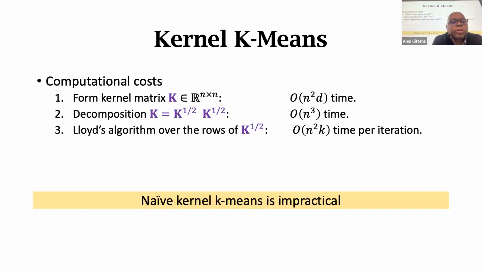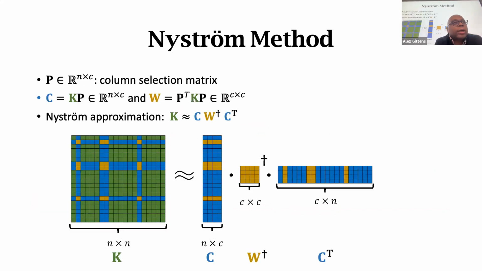All right, let's look at the computational costs. First, we have to form the kernel matrix. That's expensive. It's order n squared. Second, we have to take our decomposition. That's expensive. It's n cubed. And then we do Lloyd's algorithm. It's n squared k. So this is going to be impractical if n is large. So let's speed it up with sketching.